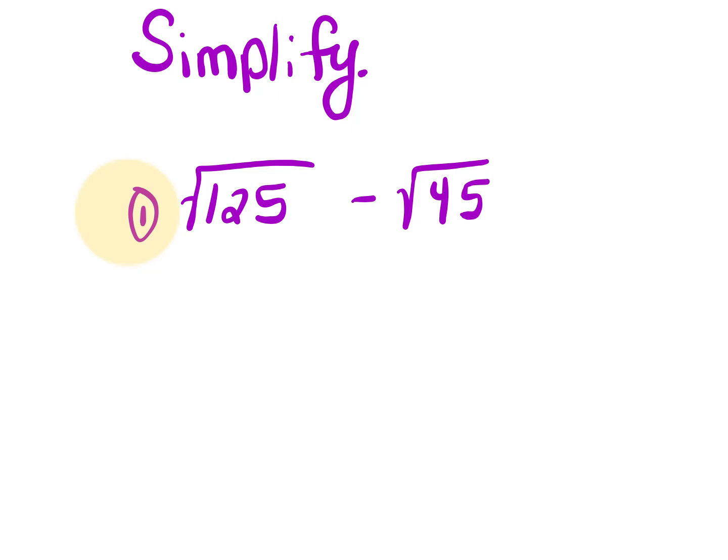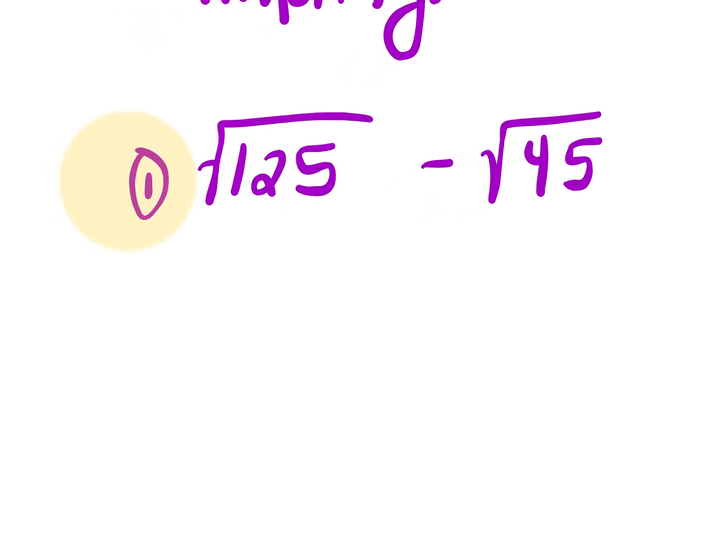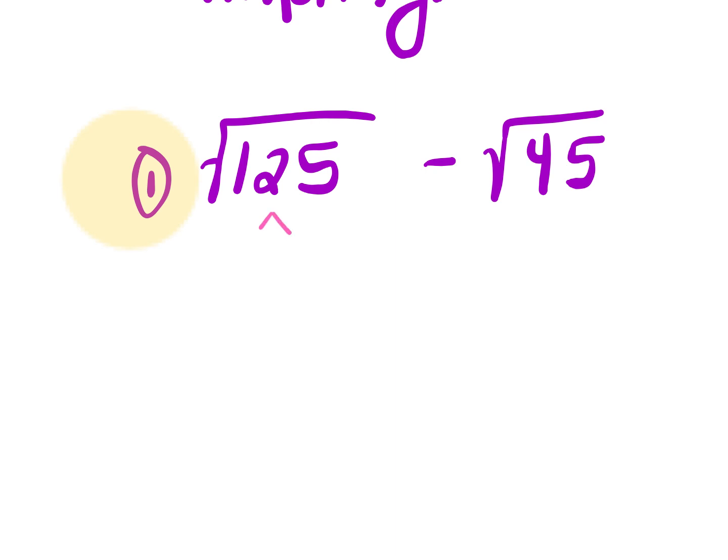In order to add or subtract with radicals, we need the same number under the radical. So here we can't subtract right off the bat, but let's simplify them to see if we can get them to be like terms, if we can get them to be the same number under the radical. So we got to simplify one at a time.